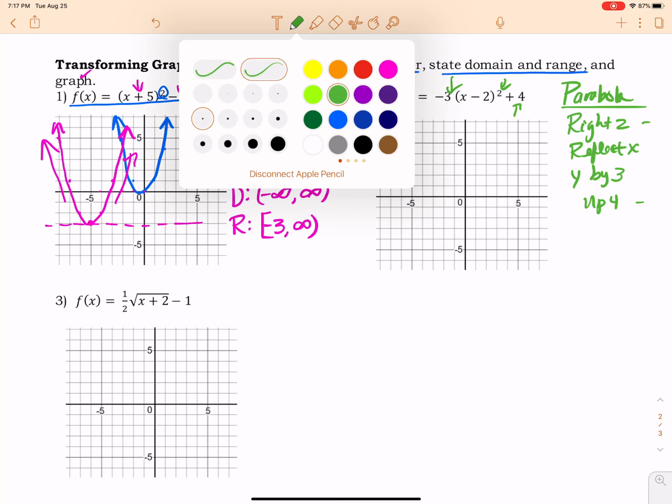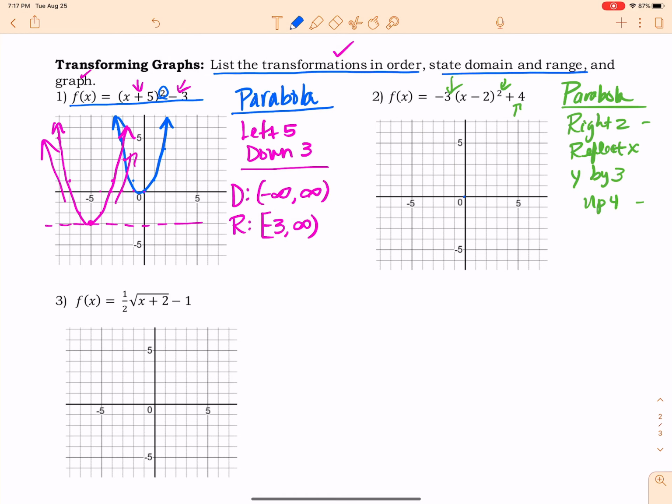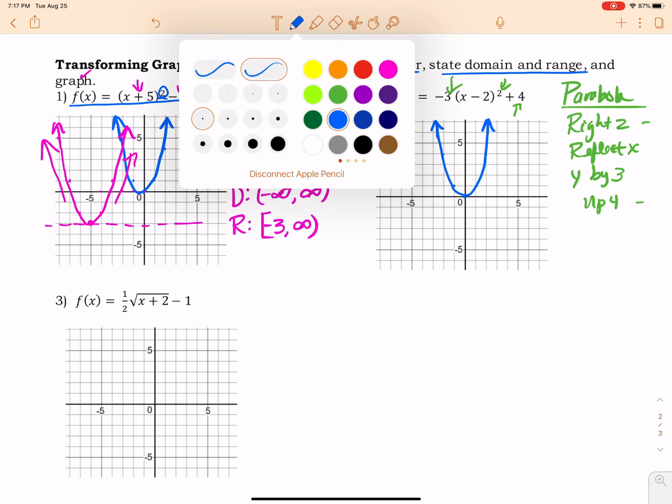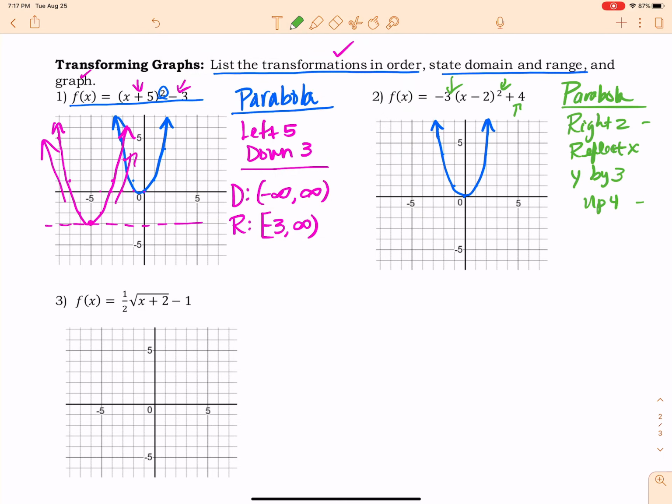Okay, so here we go. Let's look at what our original parabola would look like. So there's our parent function. So now we're going to apply these transformations, and the width is going to change this time. All right, so what I'm going to do is anchor that vertex first. So this vertex is going to move to the right 2, and it's going to move up 4.